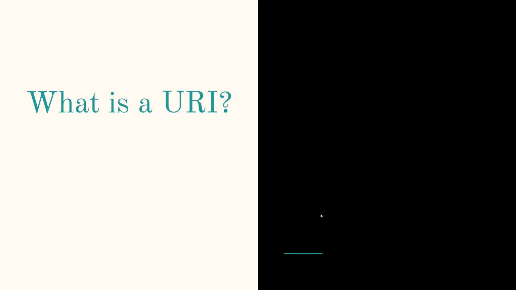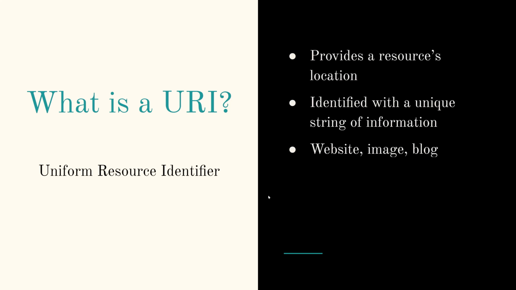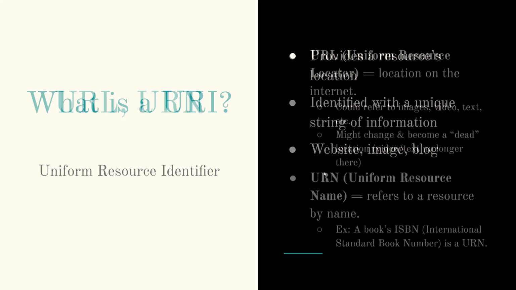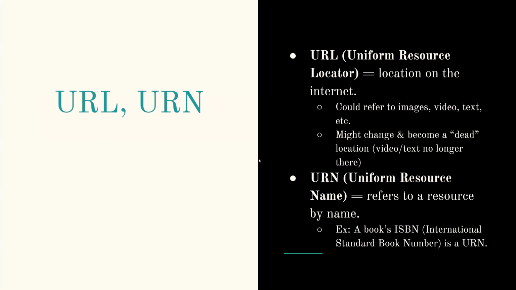So first thing you should understand is a URL is actually under the umbrella of the term URI, which stands for Uniform Resource Identifier. And URIs provide a resource's location, and they are identified with a unique string of information. This could mean a website, it could mean an image or a blog or something else. Now, URL specifically refers to Uniform Resource Locator, which is a location on the internet. And this could be video, images, text, whatever.